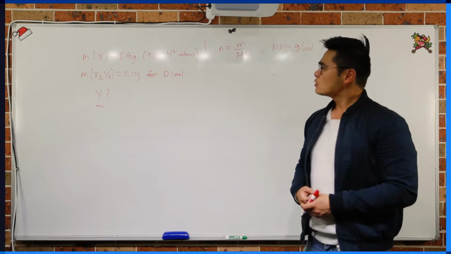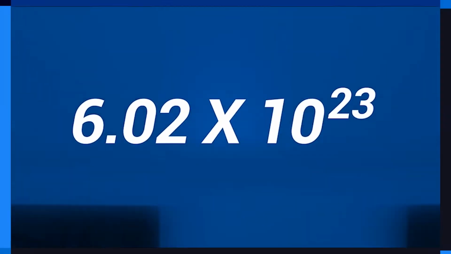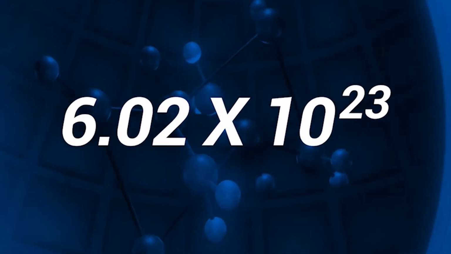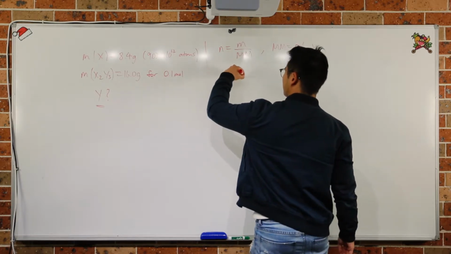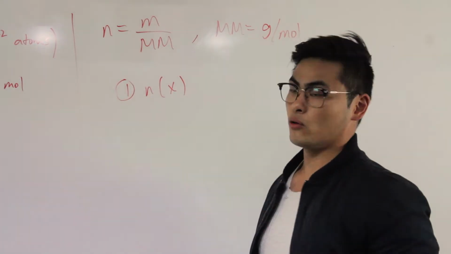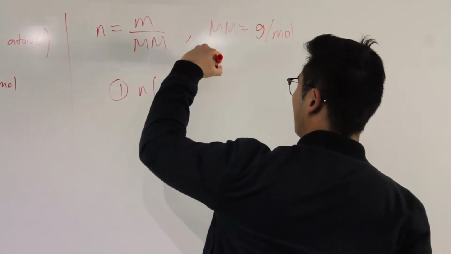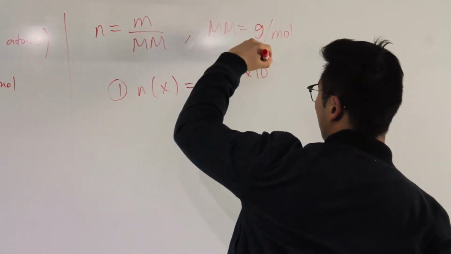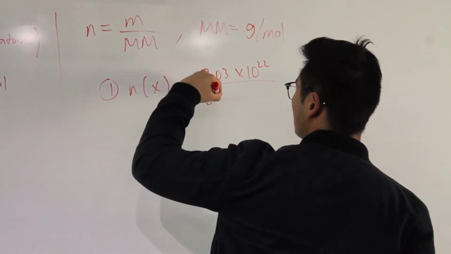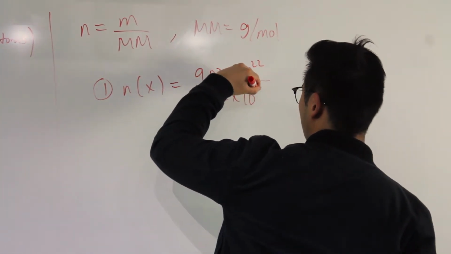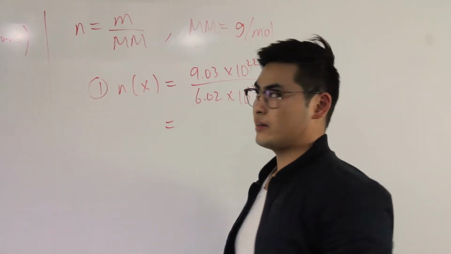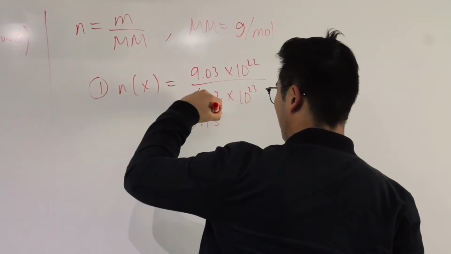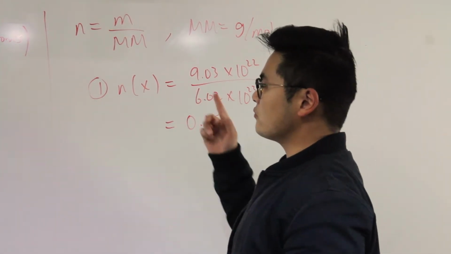You might ask, how? Well, remember that 1 mole is equal to 6.02 times 10 to the power 23 atoms, and the question's given us 9.03 times 10 to the power 22 atoms. So the first step is we can find nX, which is the moles of X, which equals 9.03 times 10 to the power 22 divided by 6.02 times 10 to the power 23. If you put this into a calculator, you're going to get a value of 0.15. So it's 0.15 moles of X.